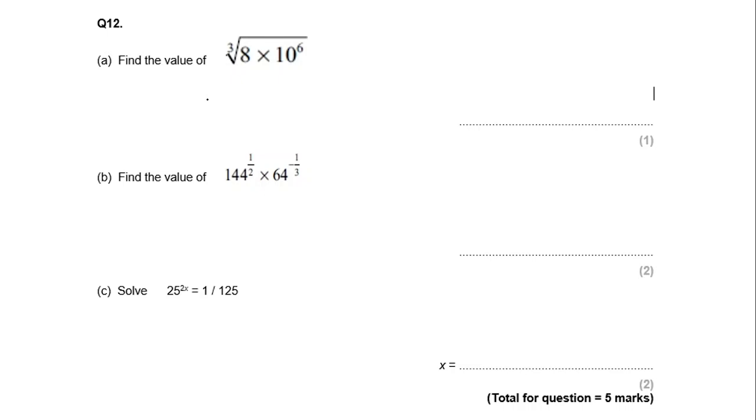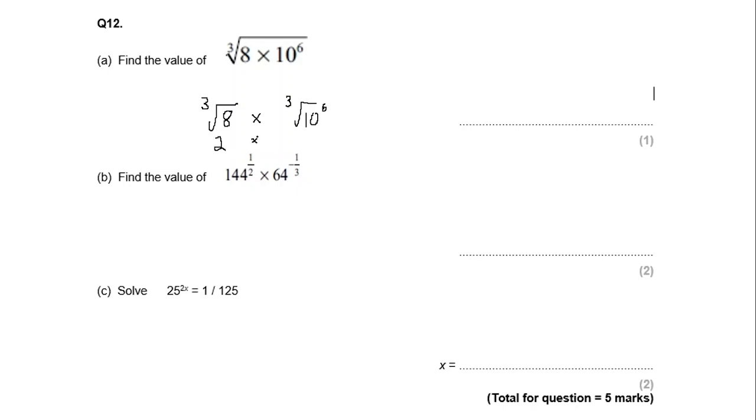Question 12. Here we have to find the value of the cube root of 8 times 10 to the power of 6. I would find this question really difficult, so instead you are allowed to break it up into 2 bits and do the cube root of 8 times the cube root of 10 to the power of 6. Cube root of 8 is okay, we know the answer to that, 2 times 2 times 2 is 8.